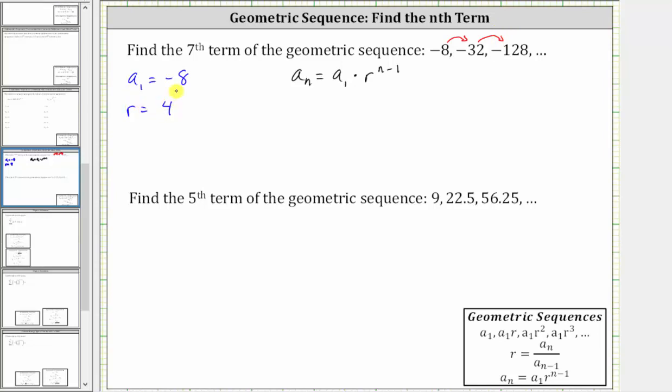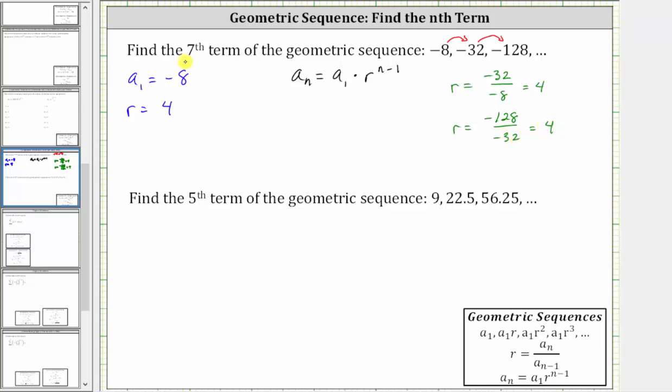We can also determine the common ratio r using the formula r equals a sub n divided by a sub n minus 1, which means we can determine r by selecting any term in the sequence except the first term and then dividing by the term before it. So if we start with the second term, the common ratio r is equal to -32 divided by the previous term of -8, which is positive 4. We could also start with the third term, and the common ratio r is equal to -128 divided by the previous term of -32, which is also positive 4.